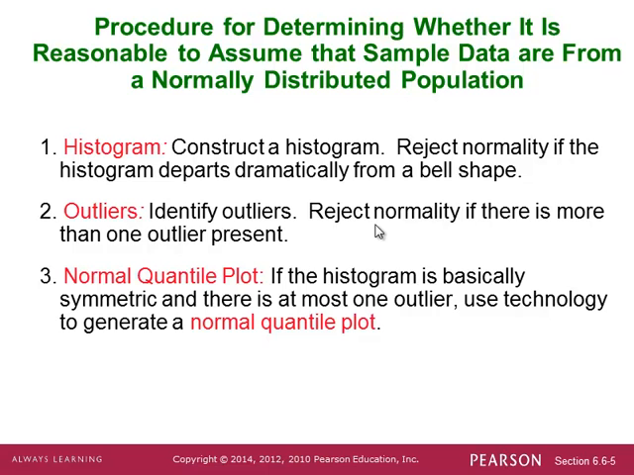Now, a lot of people automatically go straight to constructing the QQ plot, but in reality, you should first do the histogram, then identify any outliers, and then do the quantile plot. Only if the histogram looks somewhat like a bell curve, and if there aren't very many outliers, then you should go to constructing the normal quantile plot. And I'll show you how to do it using StatCrunch.